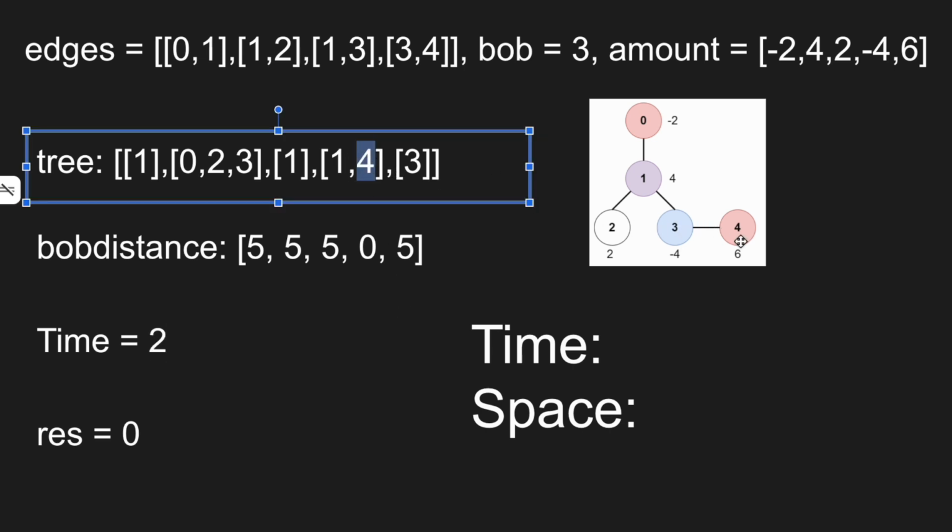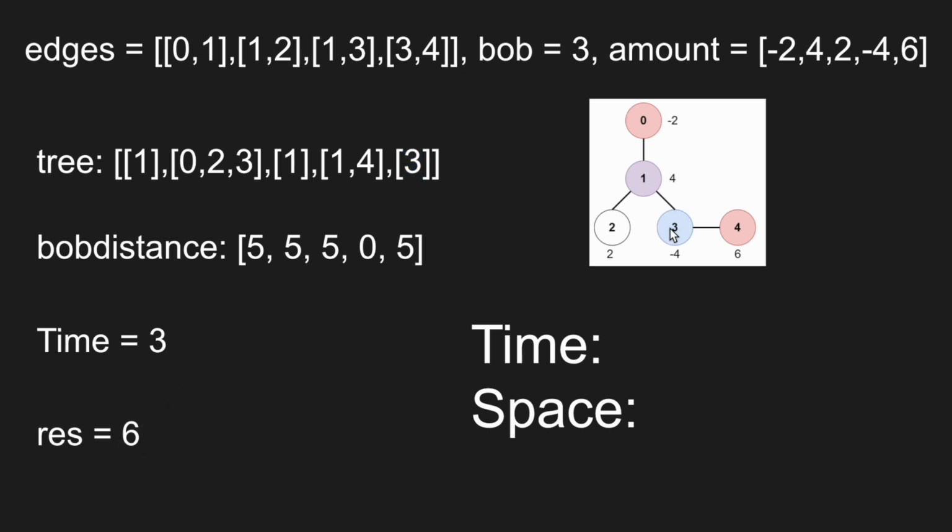So we come to node 4, increment the time to 3. Node 4 has a parent that's 3, so we skip it. Now that we have finished, we'll add 6 to this path that we're on. Trace back on this path. So the time at this node was 2. So since the time is greater than Bob distance, we don't need to add -4.